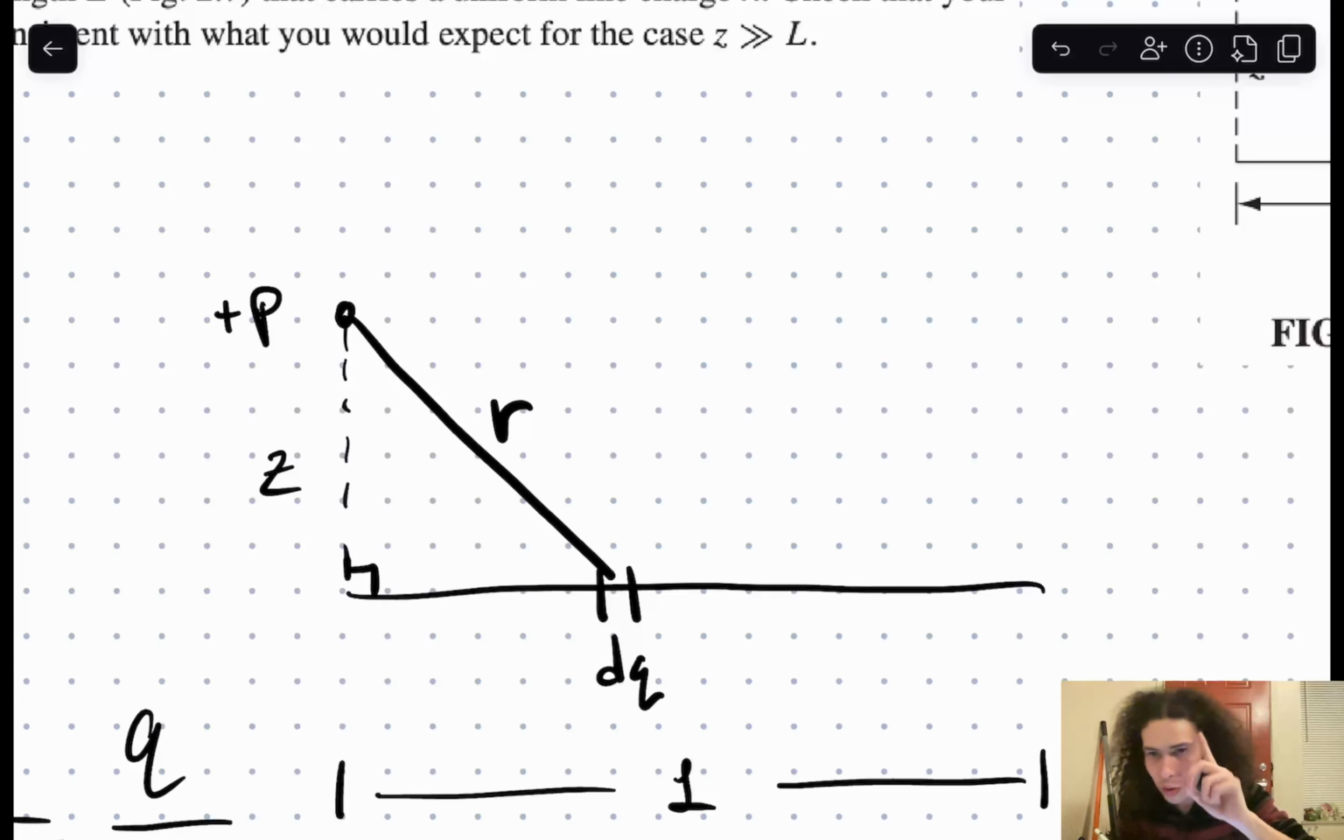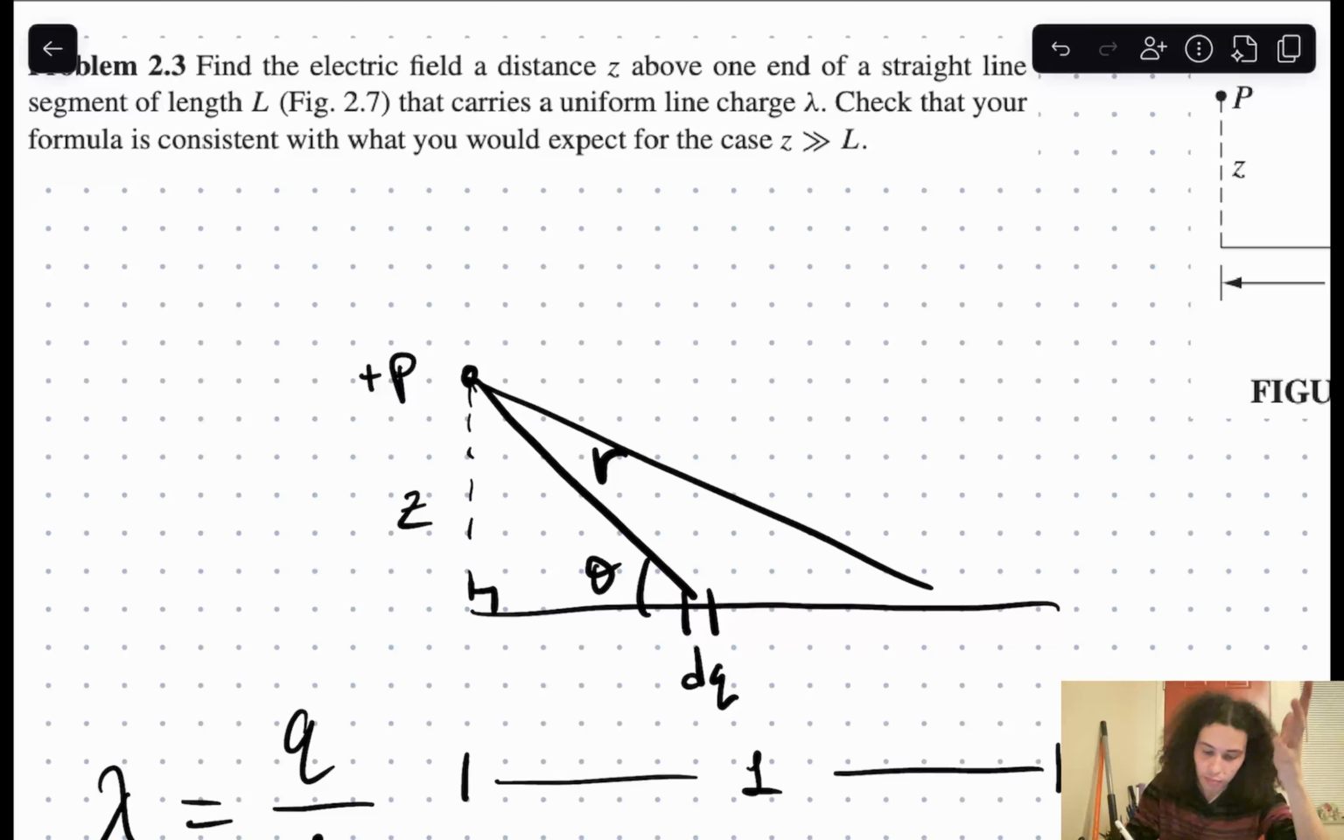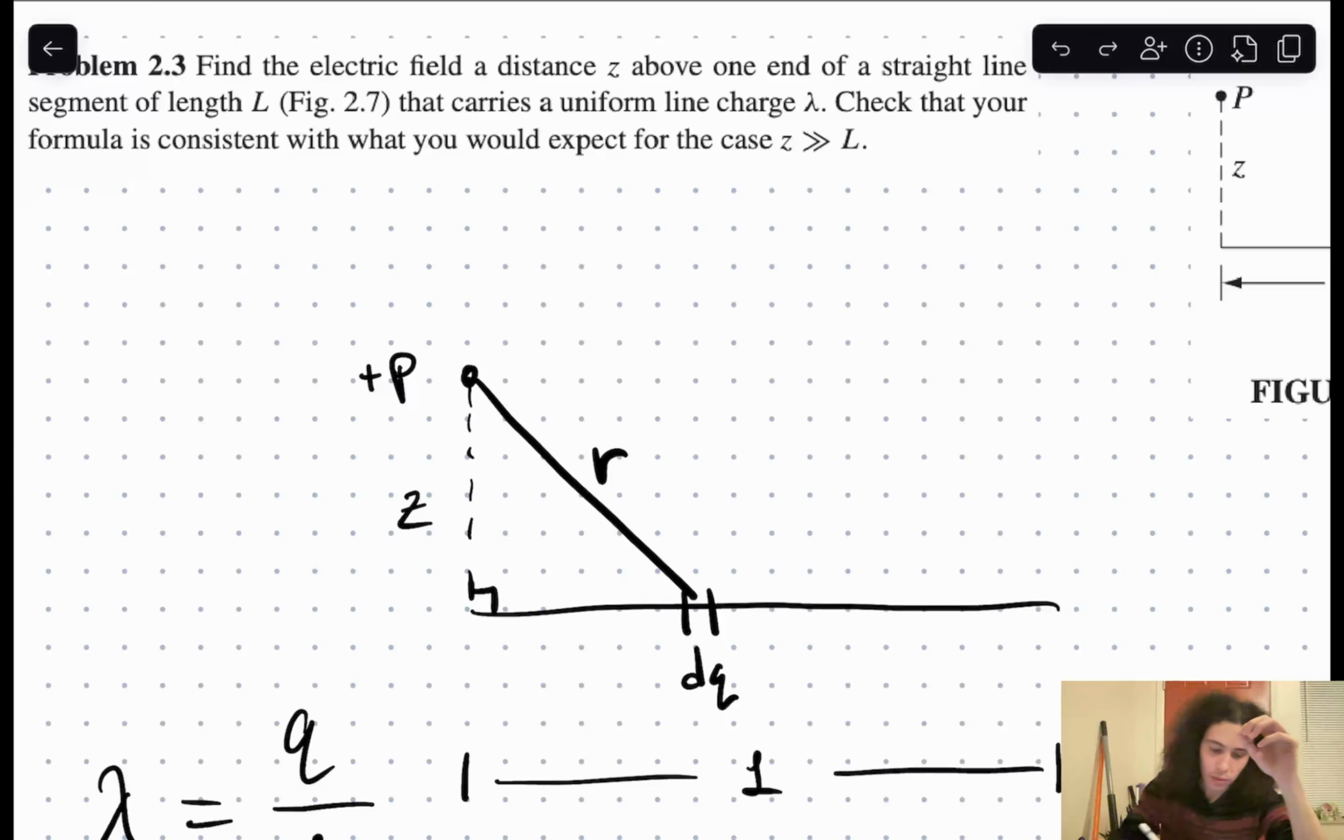And here's one thing. You can choose your angle of analysis here, which, as you scan the entire rod, will be changing. But I don't really want to do it like that. I'd prefer this angle.